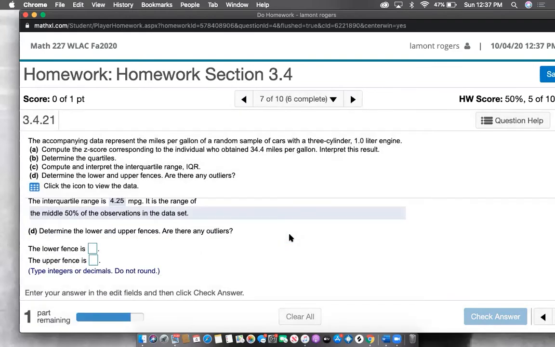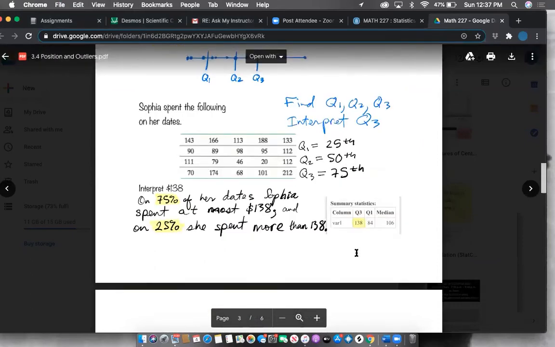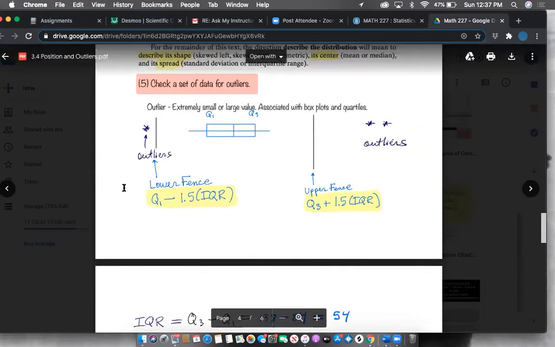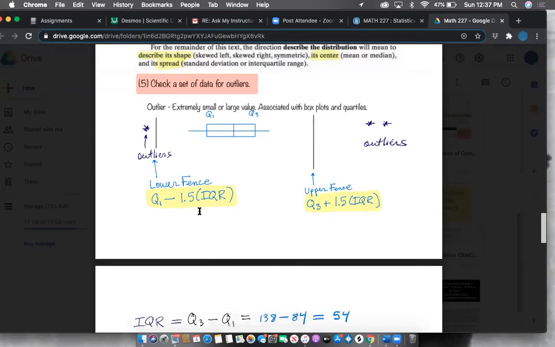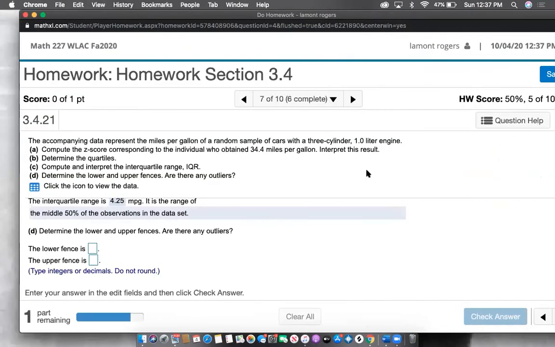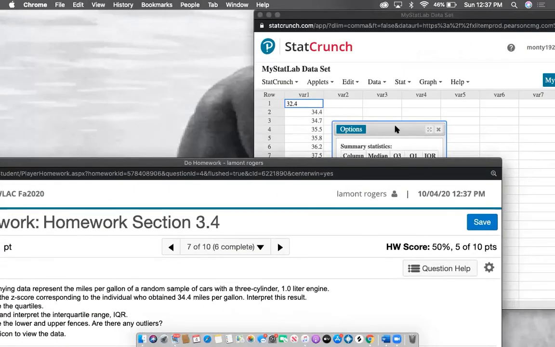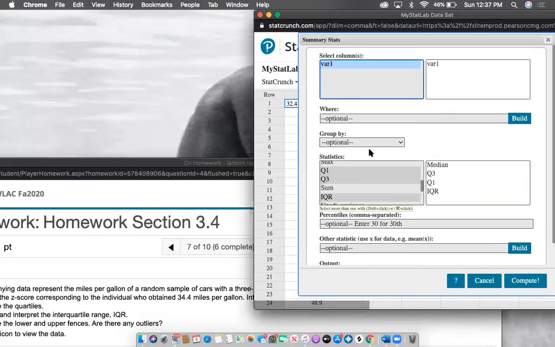Next, determine the lower and the upper fence, and whether there are any outliers. Let me go back to the notes. I wonder if StatCrunch gives these, but we should know the formula though. Right there, so just plug in the IQR with Q1 and Q3. But I'd be very curious to see if StatCrunch gave that. If you click the data again, I'm really curious if it gives the fences.